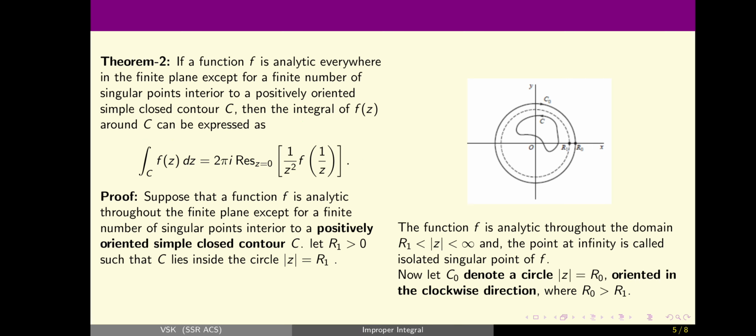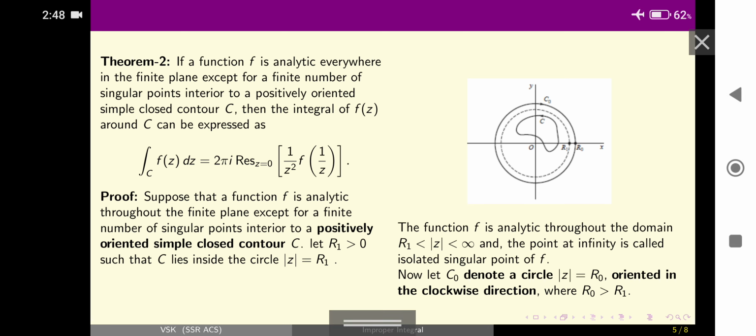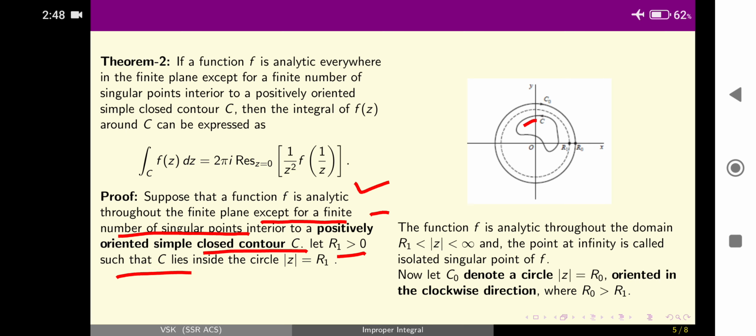Now let us see the proof. Suppose that a function f is analytic throughout the finite plane except for a finite number of singular points interior to a positively oriented simple closed contour C. So this is our contour C, and inside this, these are all the singularities. Let R1 be greater than 0 such that C lies inside the circle |z| = R1. So this is the circle R1 inside which the curve C lies.